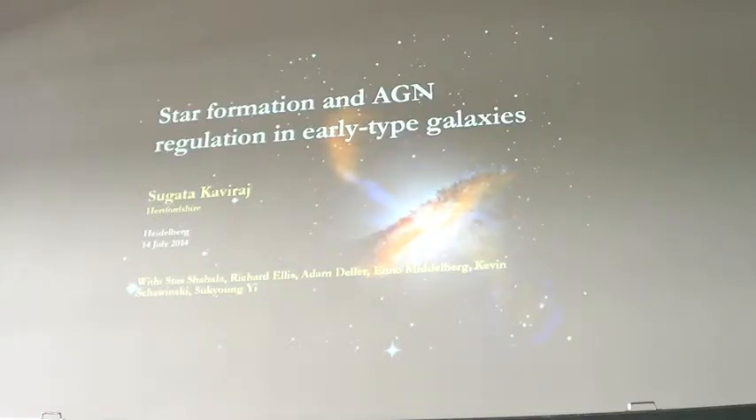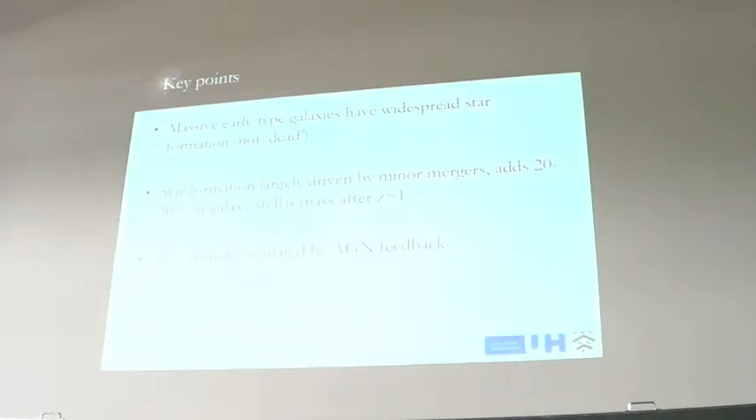Thanks, Joe. All right, so today in my talk, I'll try and convince you of three main points. I'll try and convince you that massive early type galaxies are not passive dead systems, so they have widespread star formation. I'll show you that the star formation is largely driven by minor mergers and adds about 20 to 30% of the galaxy's stellar mass after redshift of 1. And I'll show you some preliminary work that we're doing which suggests that this minor merger driven star formation is not strongly regulated by AGN feedback.